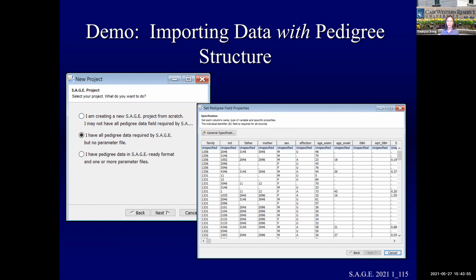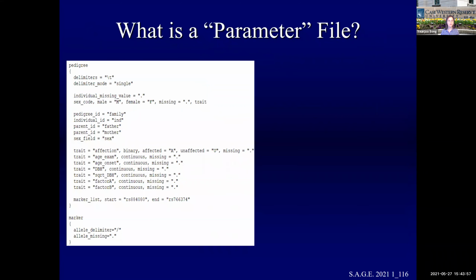And now the next person will explain what a parameter file is. What is a parameter file? Well, it's a text file to record user-selected options for the SAGE program. And you can see it's made up of blocks. In this one, we see a pedigree block, and then later on, we see a marker block. The block starts with a brace and ends with a brace.